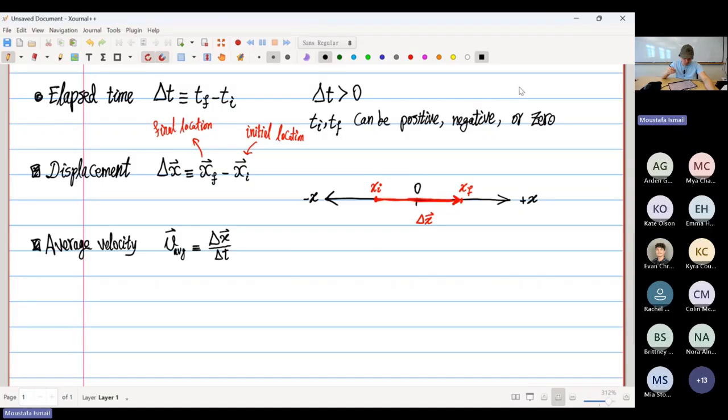But average speed was different because average speed took into account the total distance or the path length. So for the average speed, I didn't denote it by any special symbols because I don't want to confuse it with the v, which we use for velocity. So I just call it the average speed. And this is defined as the path length divided by the elapsed time. So the average speed is not in general equal to the average velocity. Okay, good.